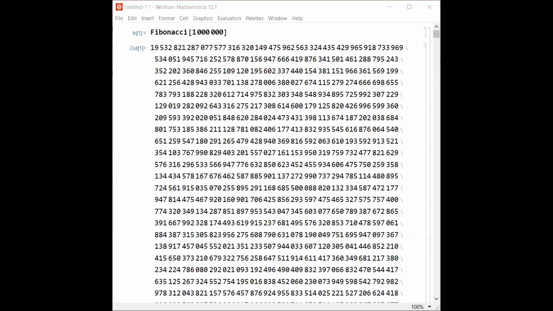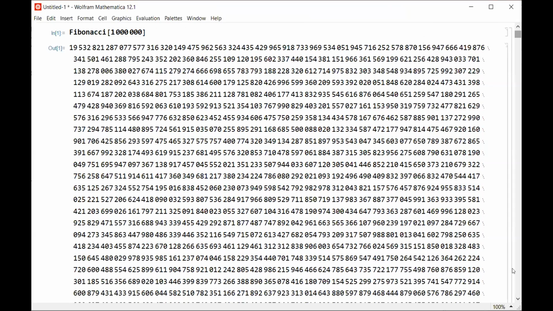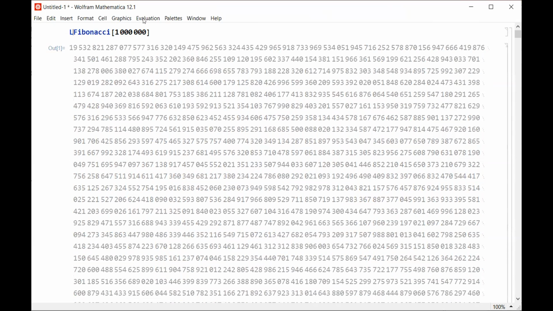So here's the millionth Fibonacci number. It goes on for a while. Does that mean anything when you see something that large? So let's get some sense of how large it is. Let's take the log of this base 10.